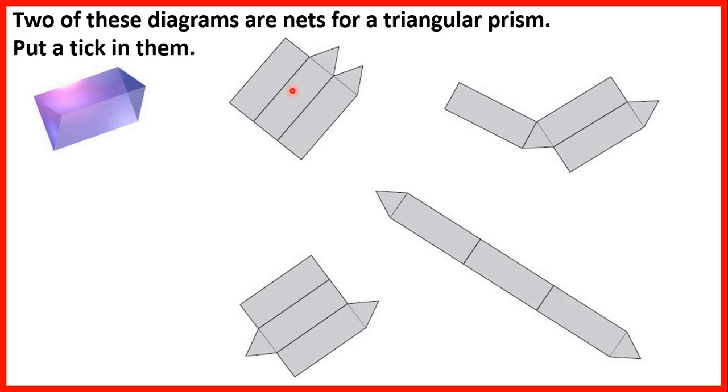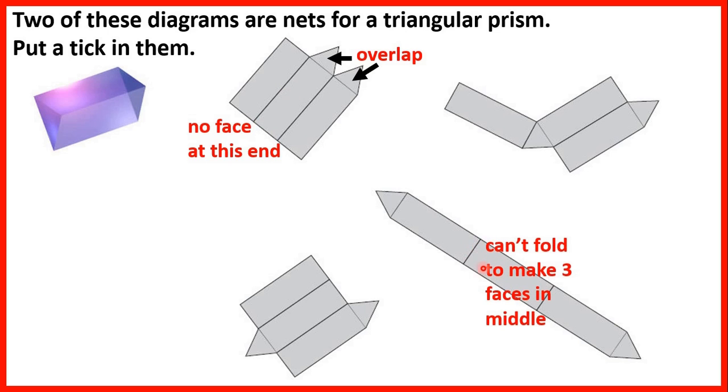So if we look at this diagram here, these 2 triangular faces will overlap, and then we won't have a triangular face at this end, so this is not the net for a triangular prism. If we look at this diagram, we can't fold to make 3 faces in the middle, so that's not a triangular prism either.